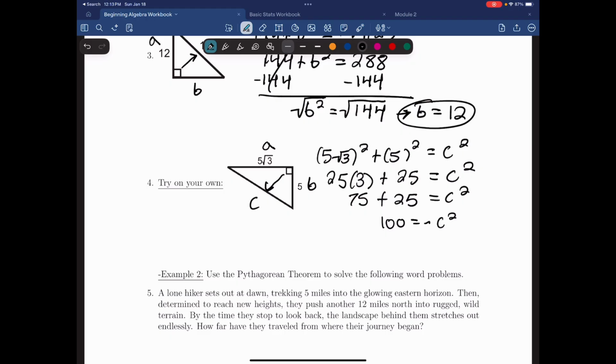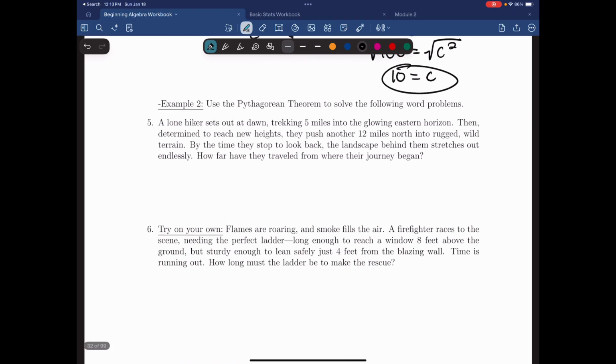Now to solve for C, our final step is to square root both sides. So we get 10 equals C. So that's our missing side length. All right.